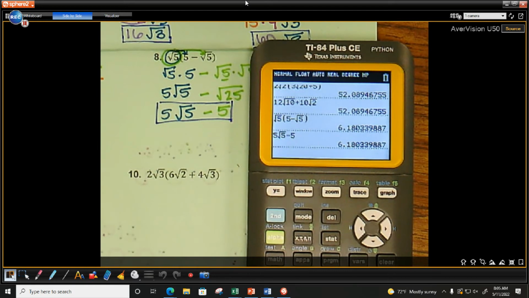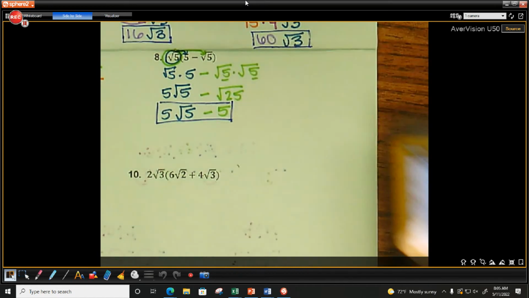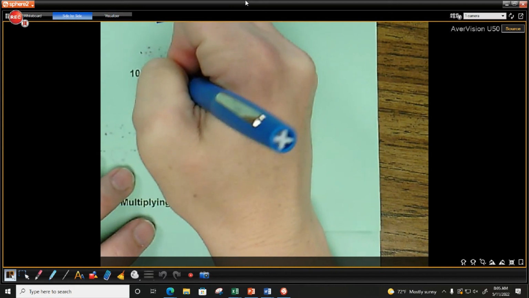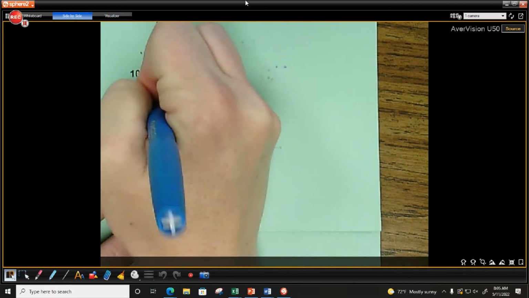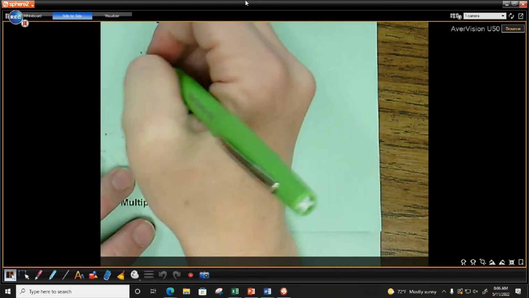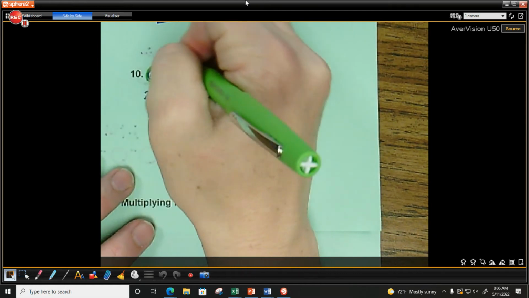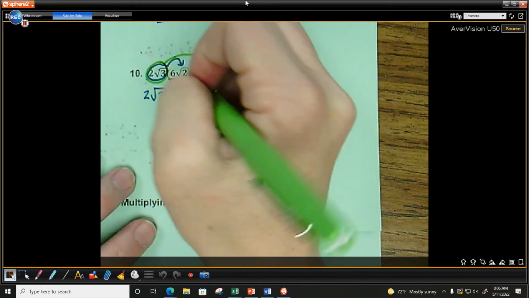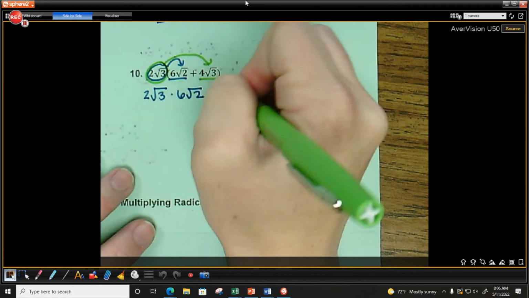Are we okay if we only do one more, guys? We're going to skip 9. Let's go to 10, because then we're going to go to dividing. I need to distribute my 2 root 3 to my 6 root 2. So 2 root 3 times 6 root 2. Then I need to distribute my 2 root 3 to my positive 4 root 3. What is a positive times a positive? So plus 2 root 3 times 4 root 3.